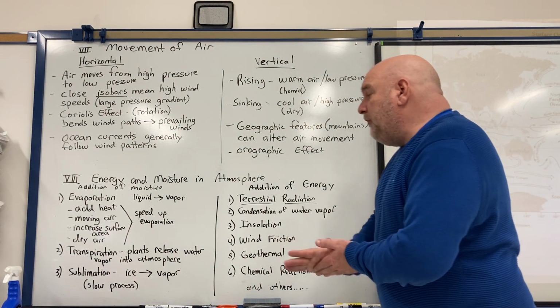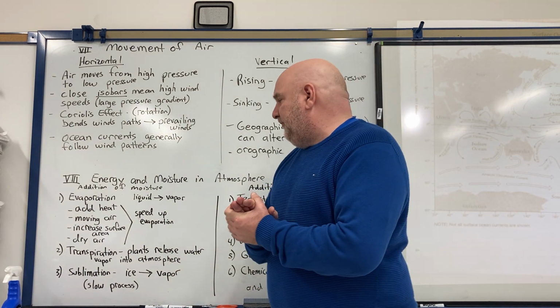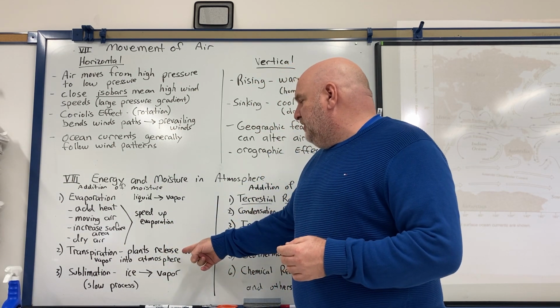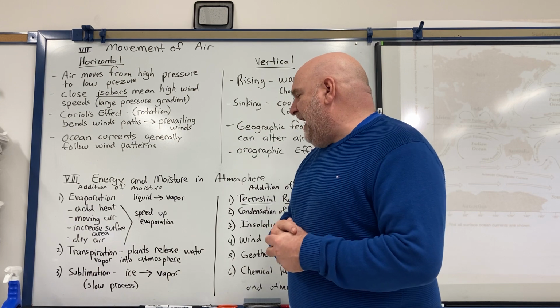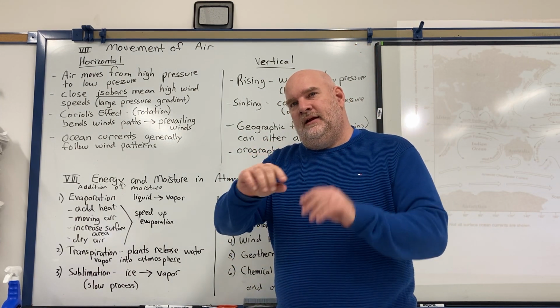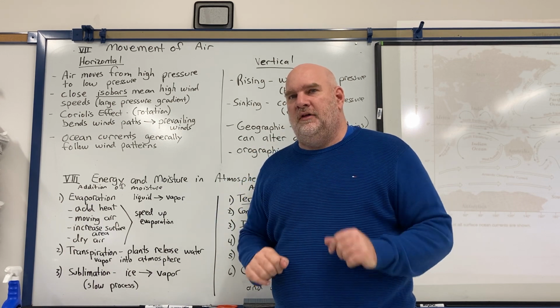All right. Another way that moisture gets added to the atmosphere is by transpiration. Transpiration is when plants release water vapor into the atmosphere. So plants take up moisture from the roots, it grows through the plant, and then it releases moisture through their leaves.